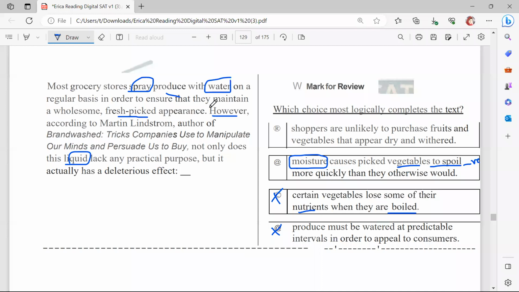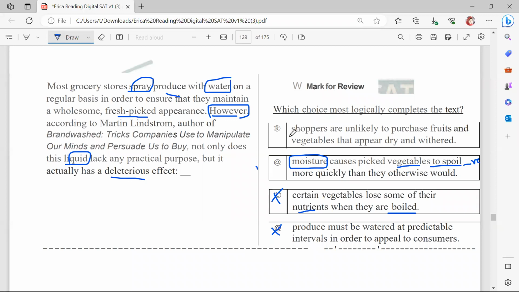More quickly than they otherwise would. That's the however, right? They spray water for their produce to look fresh, but actually this is so harmful. So maybe deleterious is a negative adjective. Do you agree? Yes, I do agree. So this can be an answer, but I will not pick it unless I check the last one.